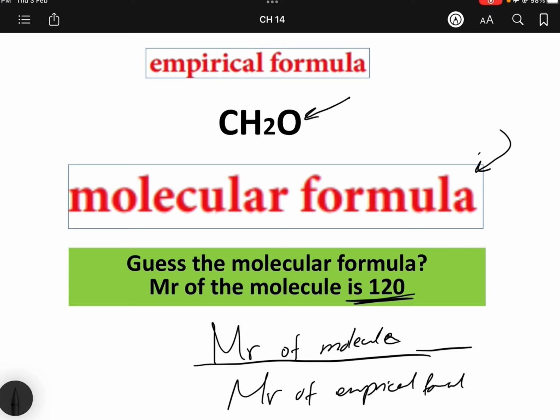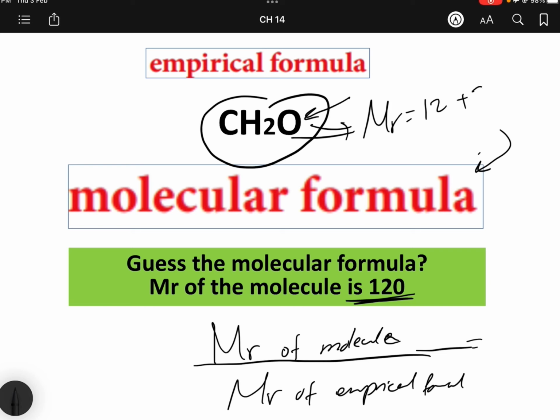So how can I apply this? Look at the empirical formula. What is the Mr of this empirical formula? You have 1 carbon, which is 12, and you have 2 hydrogens and 1 oxygen. Then the answer will be 30 grams per mole. And as you can see, we can put it here. This is the Mr for the empirical formula, and it's time to calculate this.